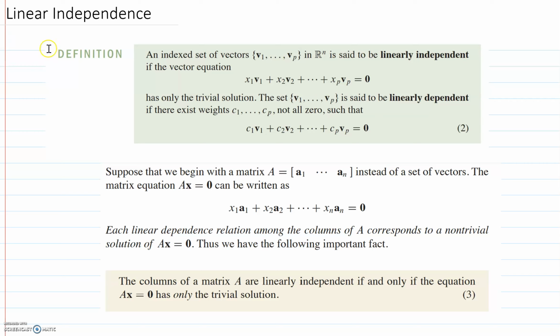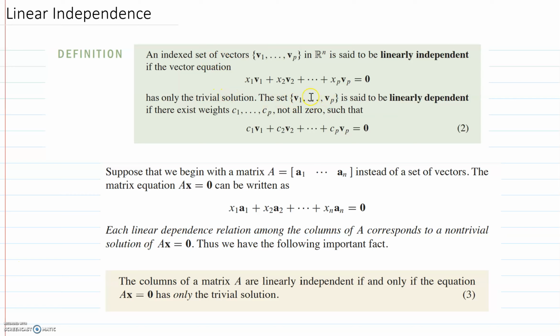Let's start with the definition. A set of vectors, v1 through vp, in Rn, is said to be linearly independent if the vector equation x1 v1 plus x2 v2 through xp vp, counting all the vectors here with weights, equals 0 has only the trivial solution.